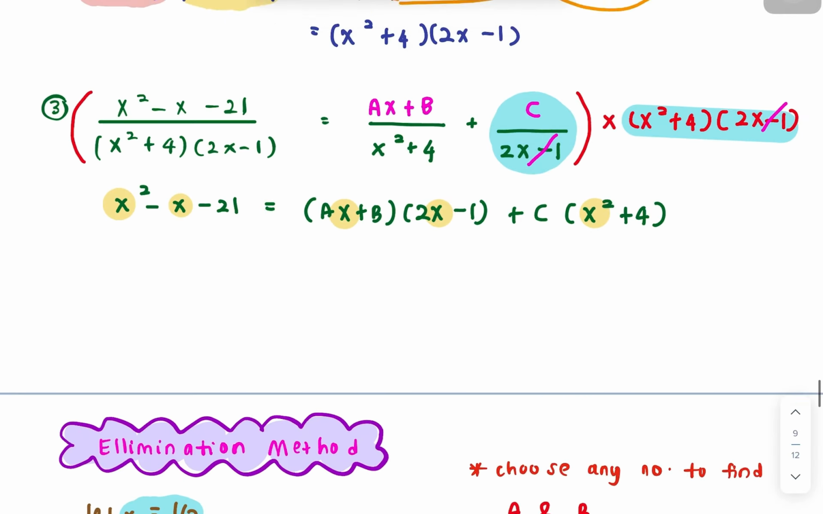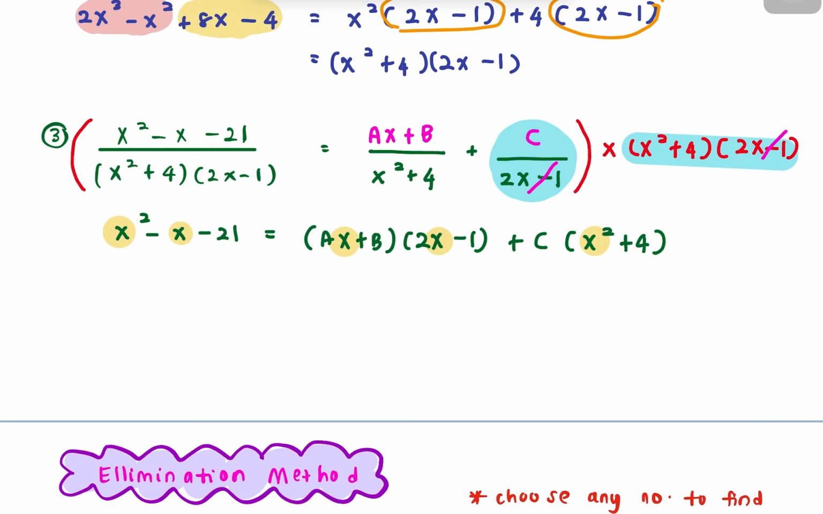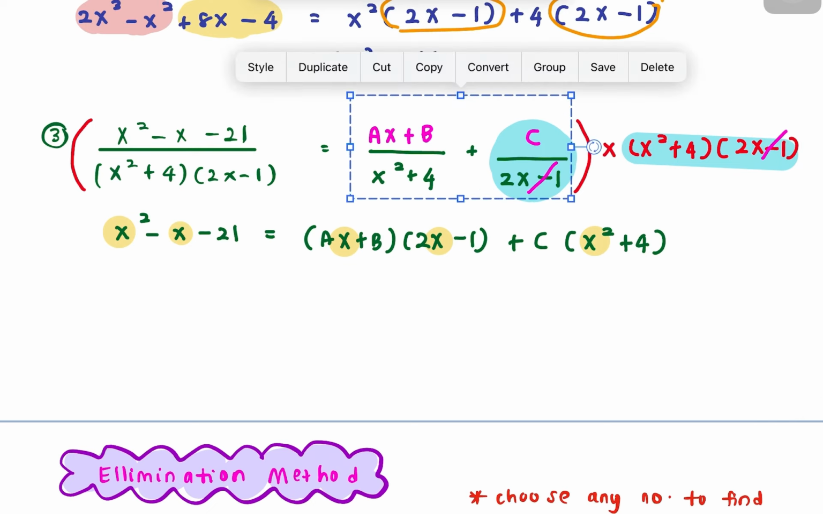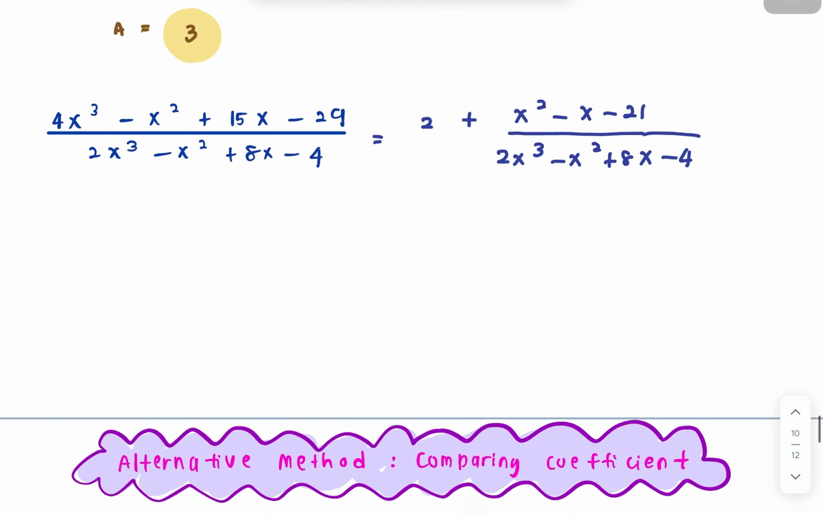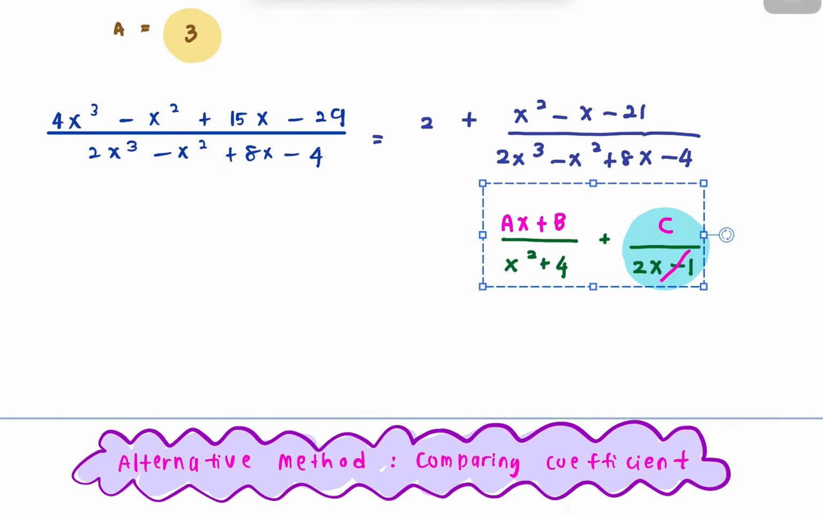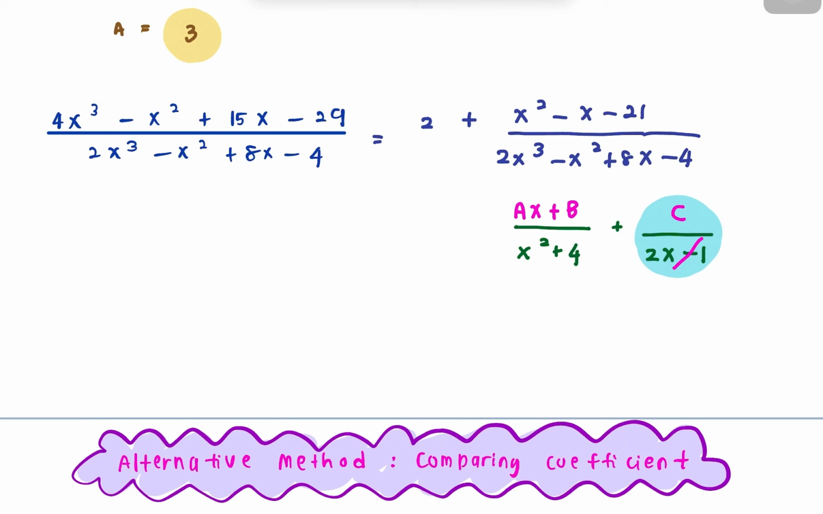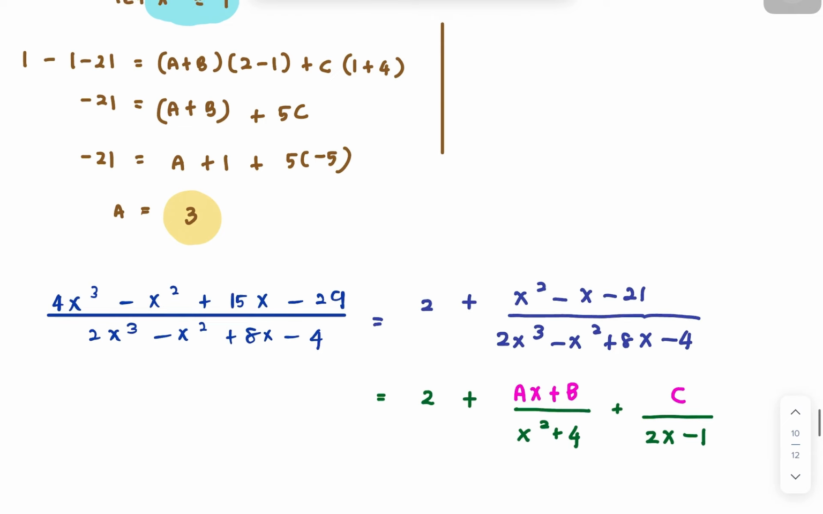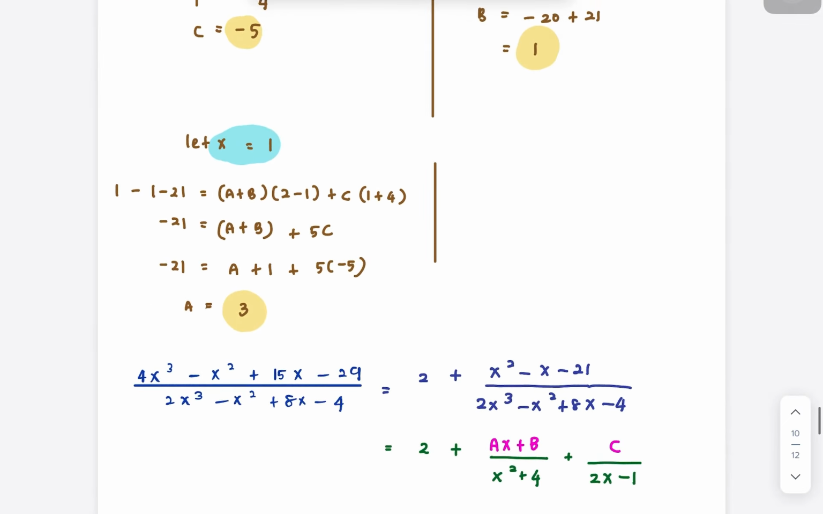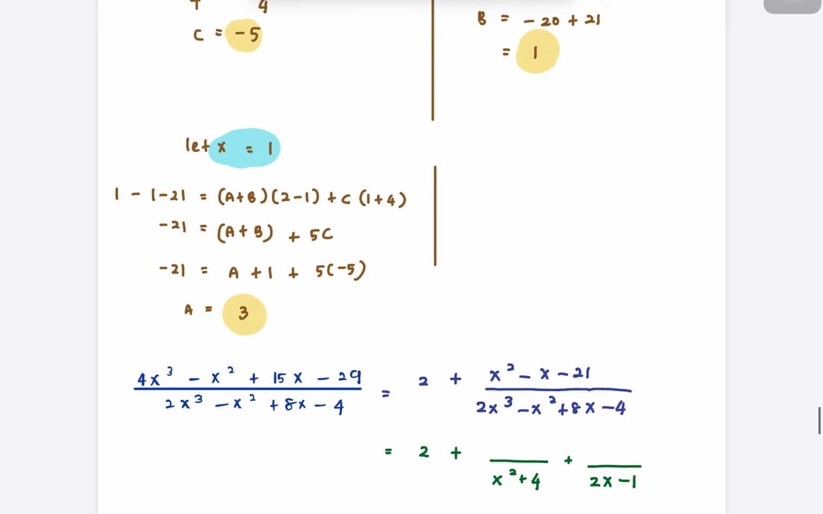Okay. So A, B and C, substitute with the value that you have just now. What is A? A is 3, B is 1. So you will have, madam just cancel out all the A, B, C. So just write A is 3. So you have 3x plus 1. And then your C will be 5. So this is minus 5. Okay. This is your final answer.